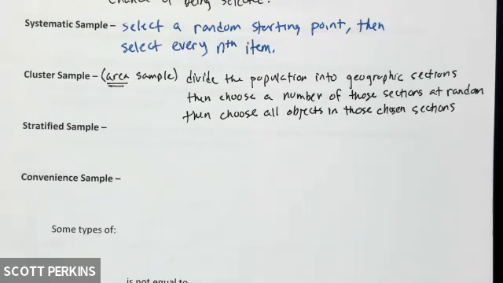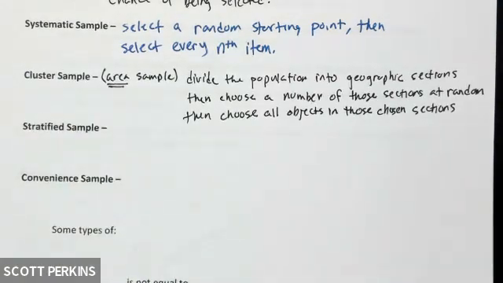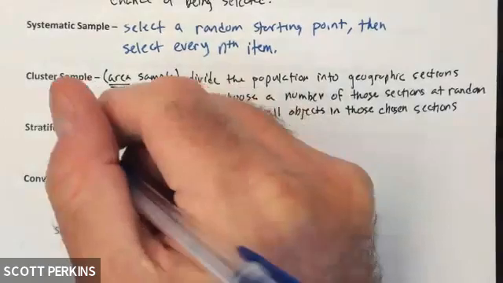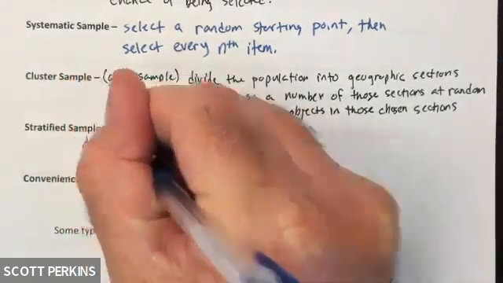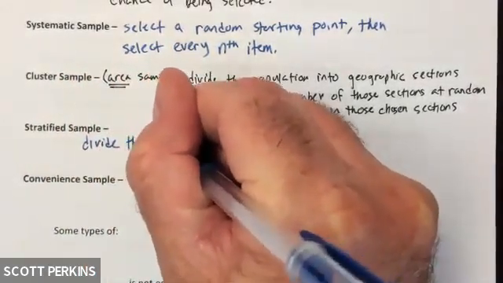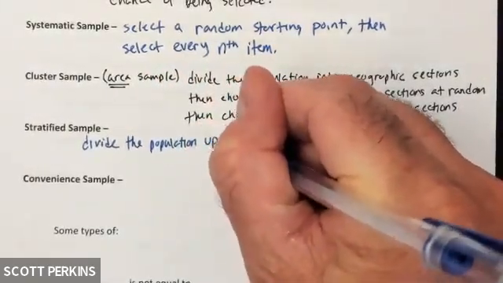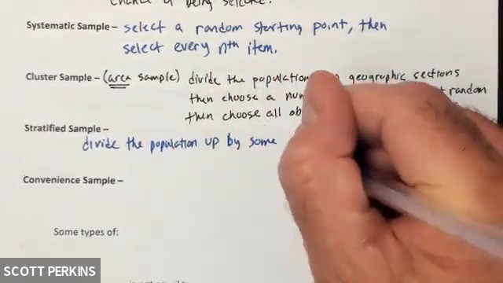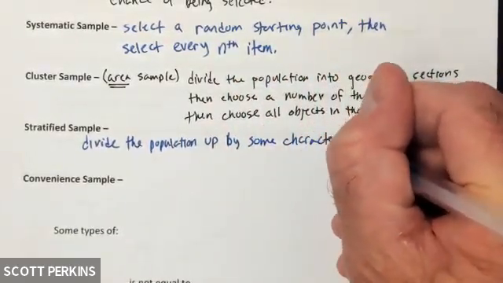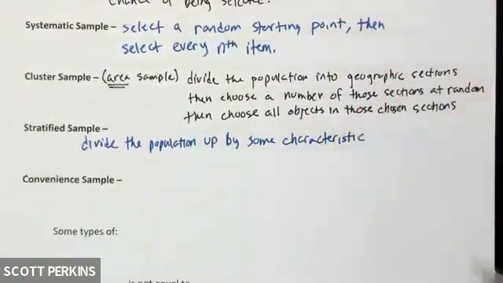Now, that looks similar to this next one, which is called a stratified sample. Now, with a stratified sample, the difference is you're going to take the population and you're going to divide it up based on some characteristic. Okay, so you're going to divide the population up. So it depends on what you're studying, would be the basis of what the characteristic is.